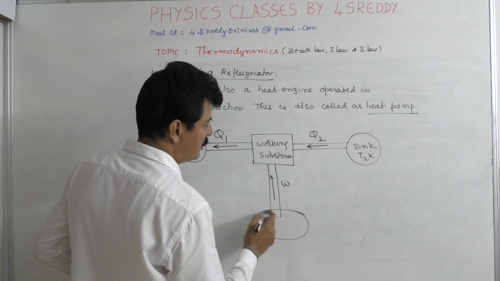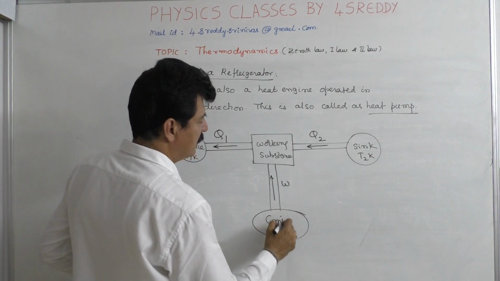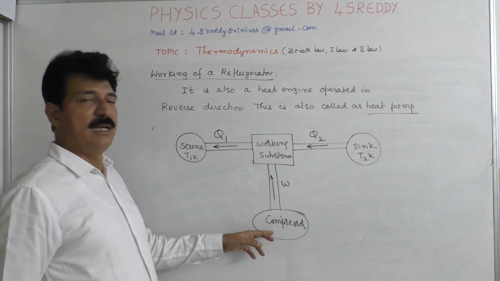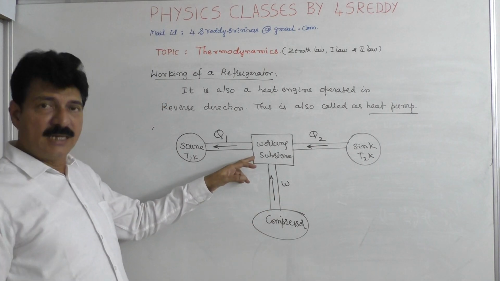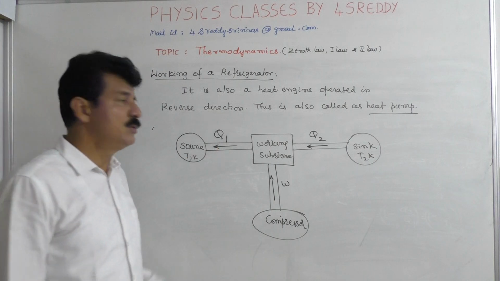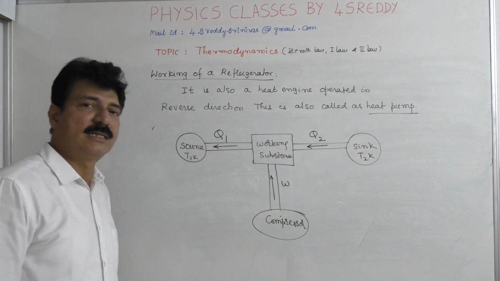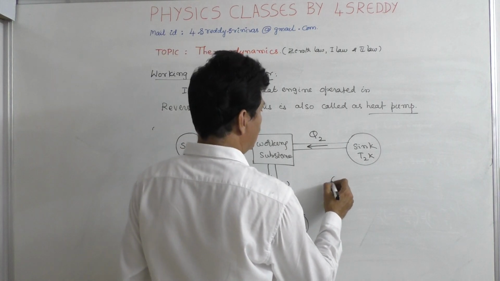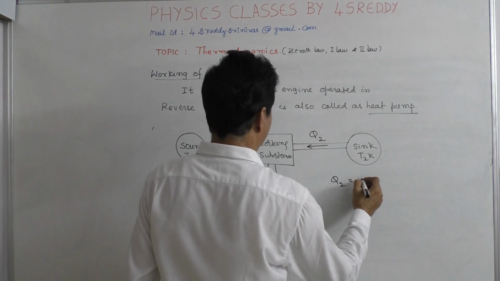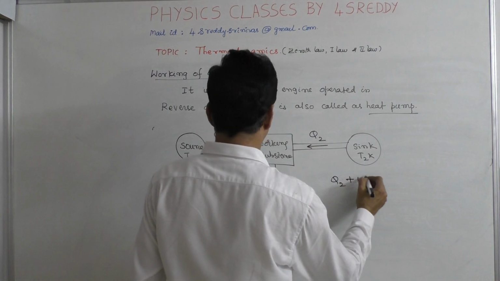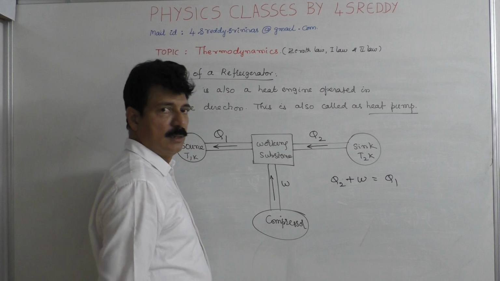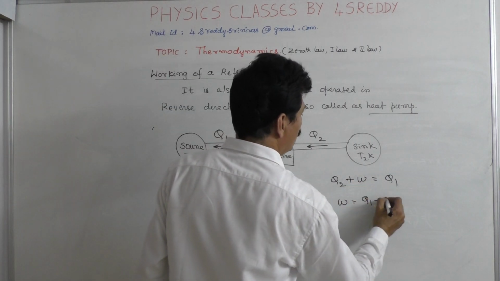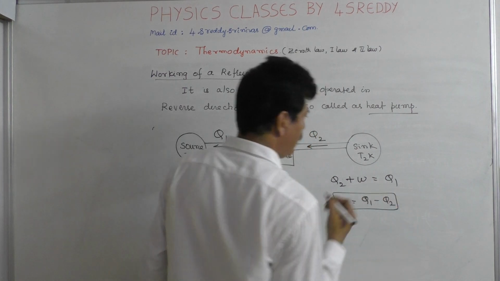Here is the compressor we can have like this. That is the external agent, which does some work on the gas, and thereafter a huge amount of heat energy is rejected to the source. Therefore, here also Q2 plus W must be equal to Q1, because the total heat remains constant. Therefore, W is again Q1 minus Q2 only.